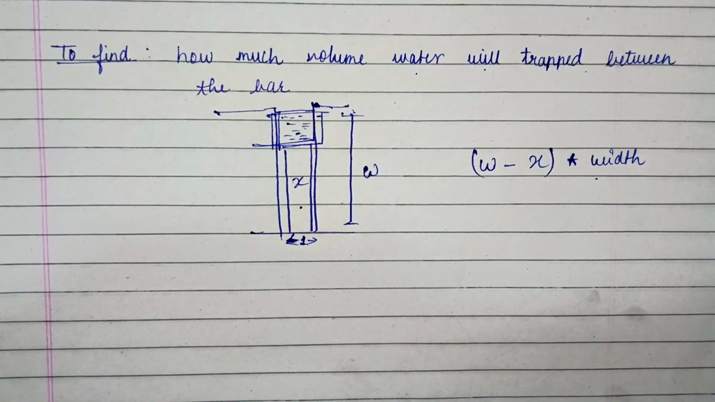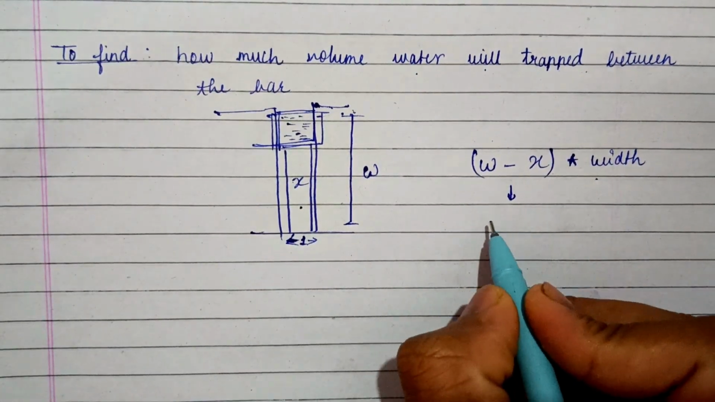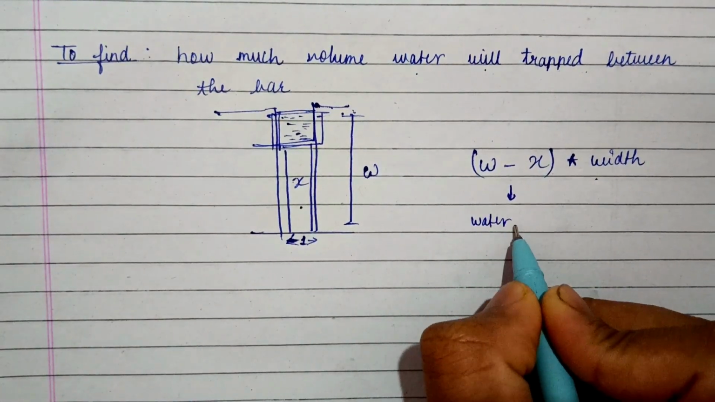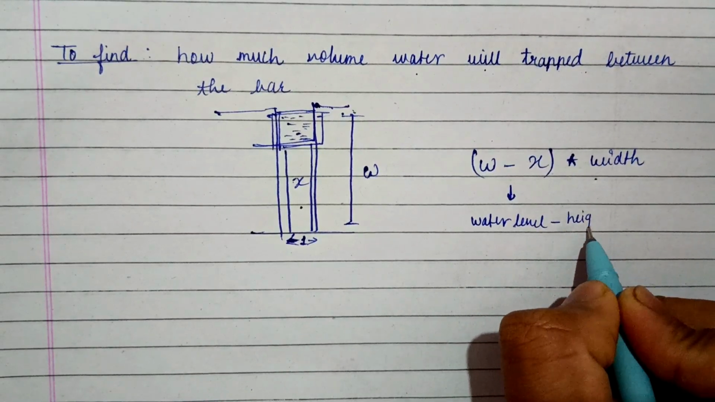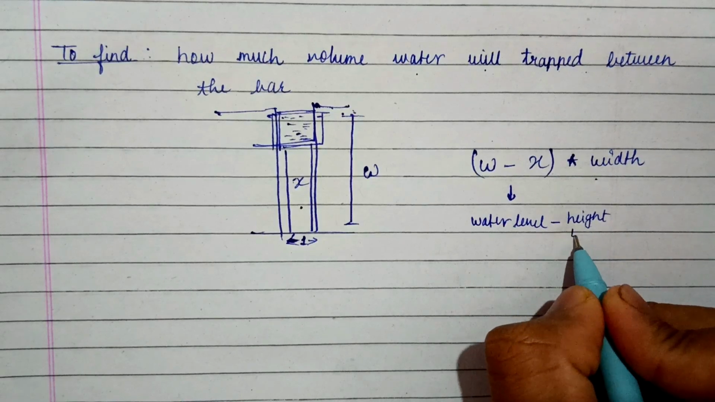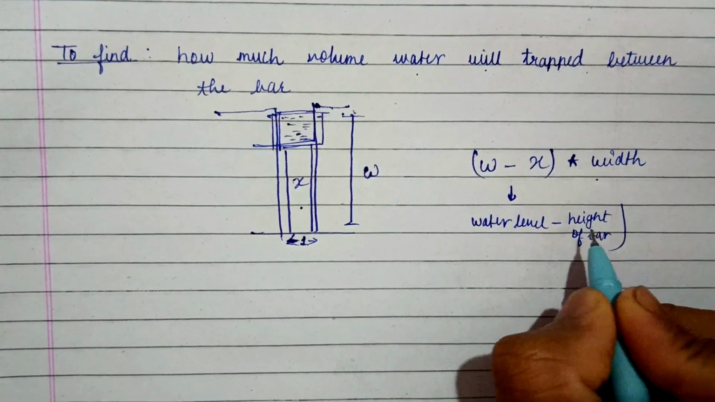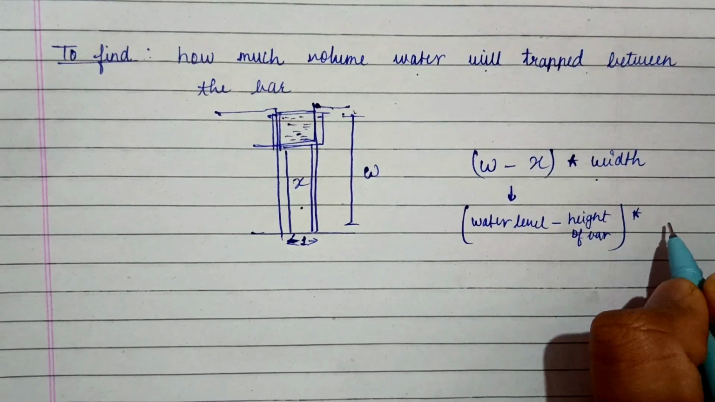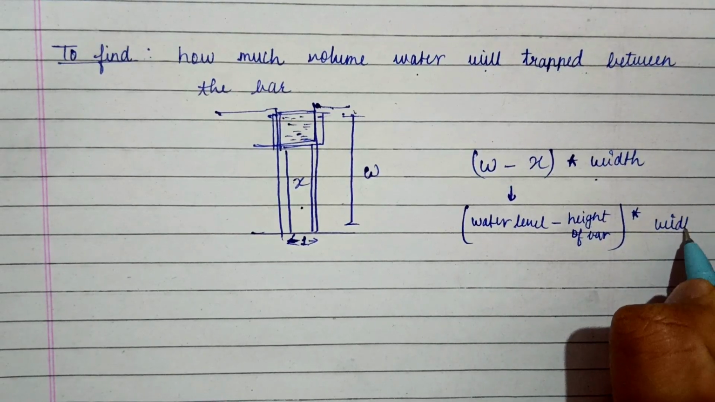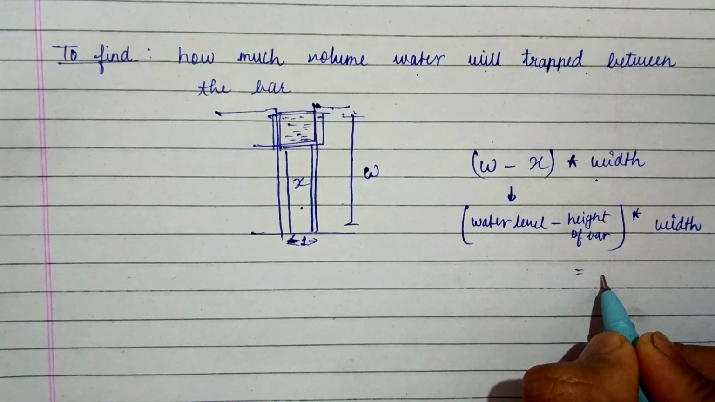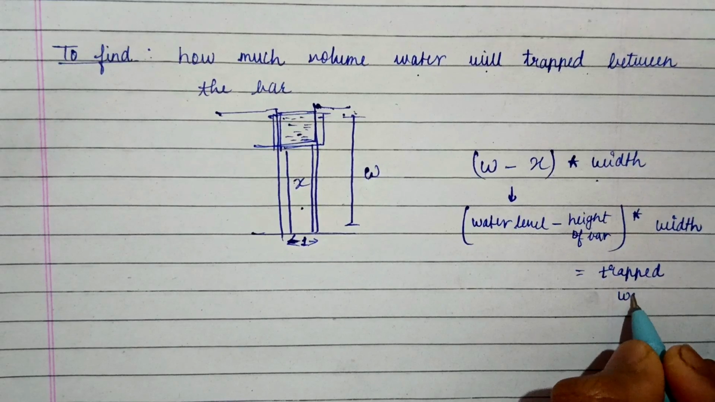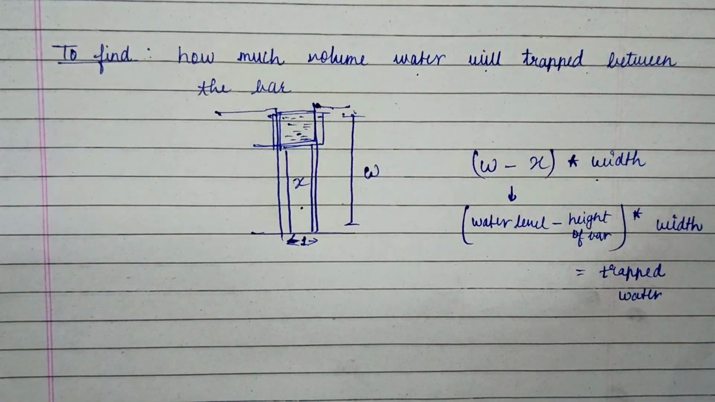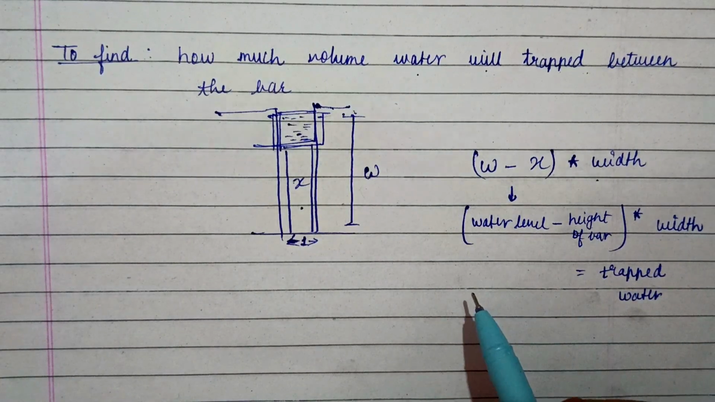From this, can I say water level minus height of bar, and multiply by its width, is equal to trapped water? Can I say this? Yes, we have very logically derived this formula.